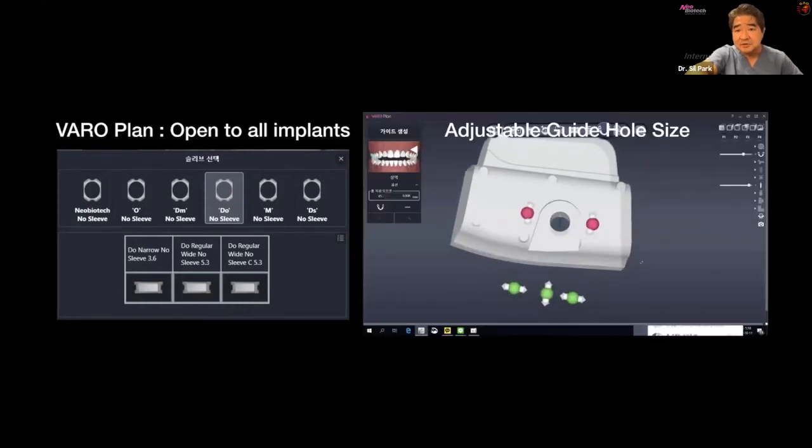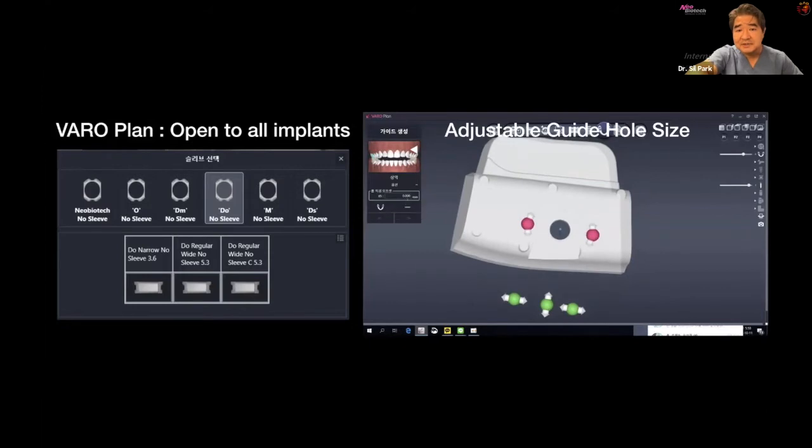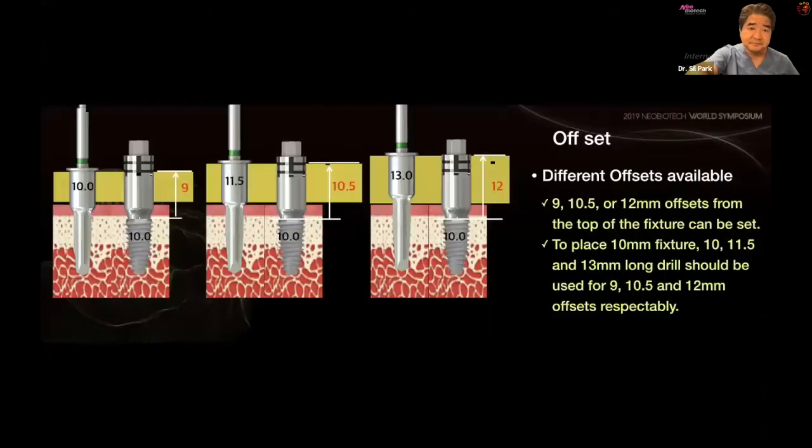Now, as I told you before, the guide hole, the sleeve diameter itself, is controlled. So you can see over here, I'm changing the diameter. I can make it a little bit bigger, I can make it a little bit smaller, right? Even with 0.001 millimeter accuracy. So depending on your preference, you can easily adjust it. That is a great part of it. No matter what fixture system you are using, depending on your surgical system, we can adjust it, and the VARO guided system is basically open to all other implant systems too, right?